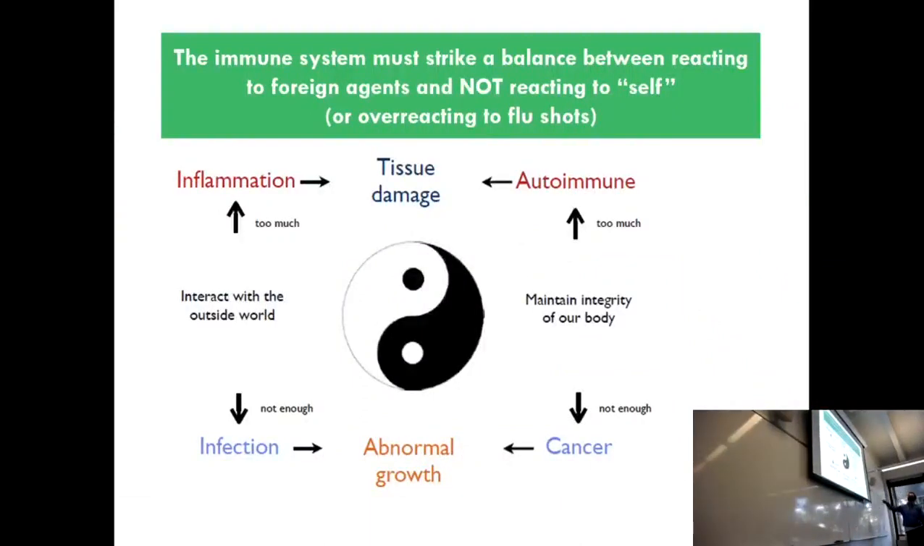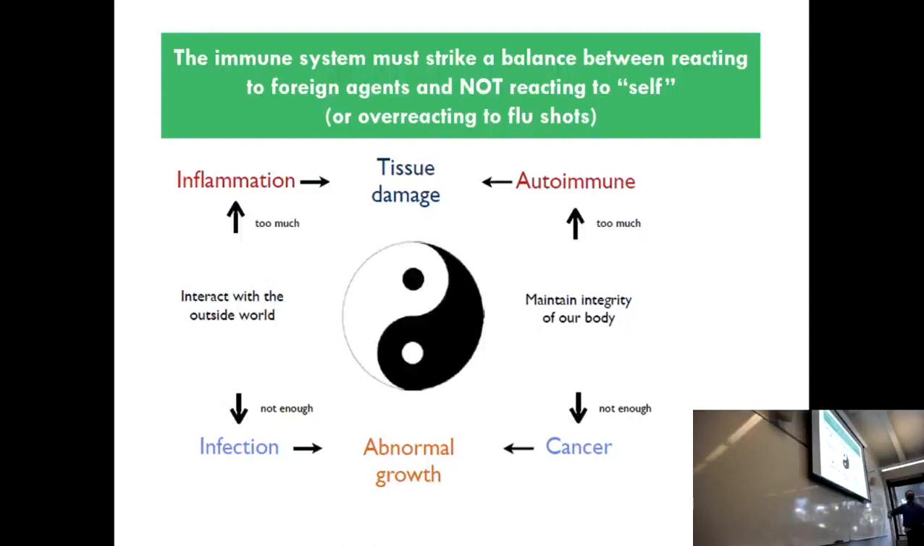It has this whole yin-yang balance of things where you're trying to interact. You need to interact with the outside world. You need to maintain the integrity. So there's interacting with outside, and there's maintaining the inner integrity of the body. If your immune system reacts too much, you get tissue damage. If it doesn't react enough, you get abnormal growth. And it could be of something external, which is infection, or abnormal growth of your own cells, which would be cancer. If you have too much reaction of your immune system to your own cells, you get an autoimmune disease.